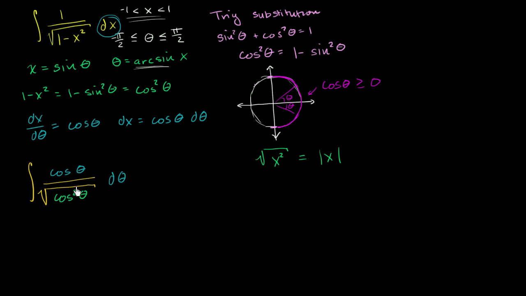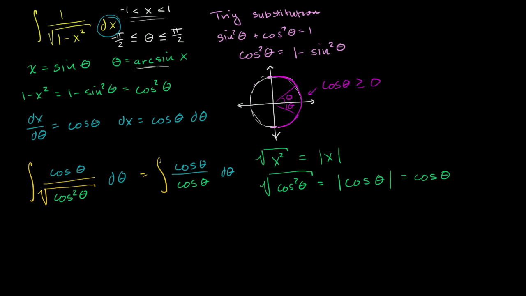Based on that, we would say that the square root of cosine squared theta is equal to the absolute value of cosine theta. But lucky for us, we have already limited theta to values where cosine of theta is non-negative. Because cosine of theta is greater than or equal to 0, this is just equal to cosine theta. So this whole thing simplifies to our blue cosine theta over our green cosine theta, which is the absolute value of cosine theta, which is just cosine theta, d theta.